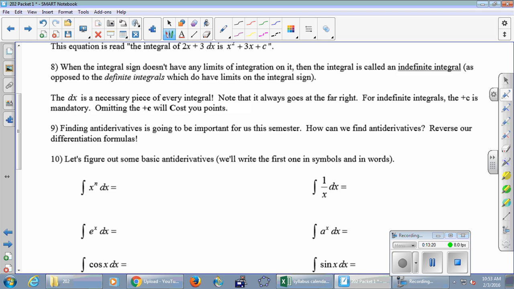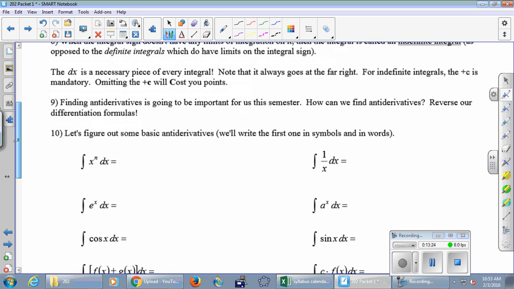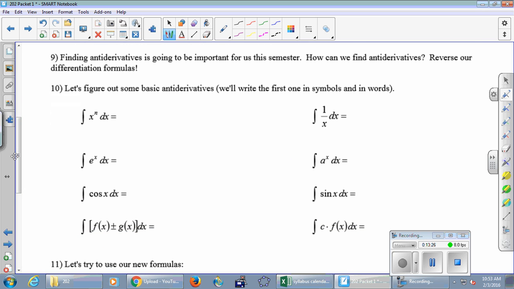Okay, finding antiderivatives is going to be important for us this semester. How can we find antiderivatives? We are going to reverse our differentiation formulas. So number 10, we're going to figure out some basic antiderivatives. We'll write the first one in symbols as well as in words. And I'll just say that some of you guys have quite a bit of experience doing antiderivatives, but some of you have little to no experience doing antiderivatives, and that's totally okay. I don't assume any experience doing antiderivatives.